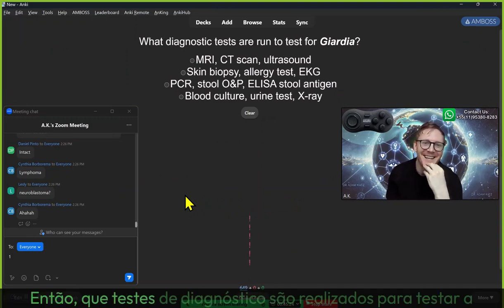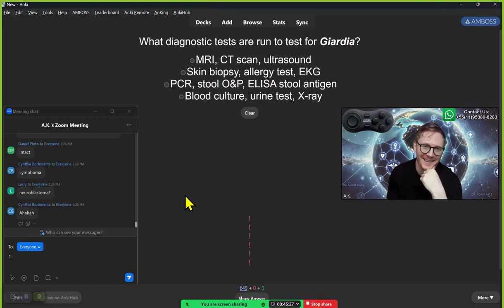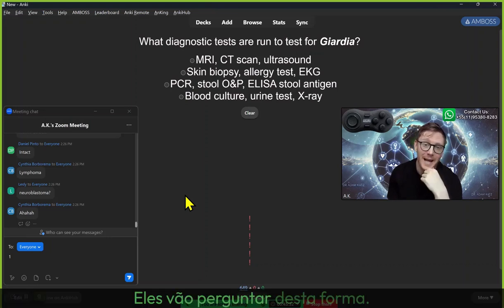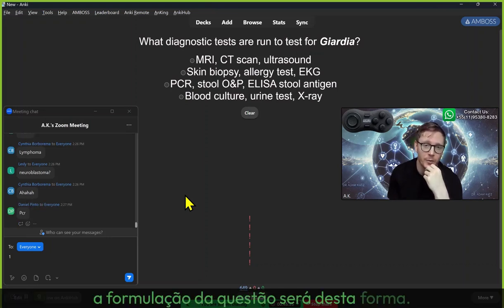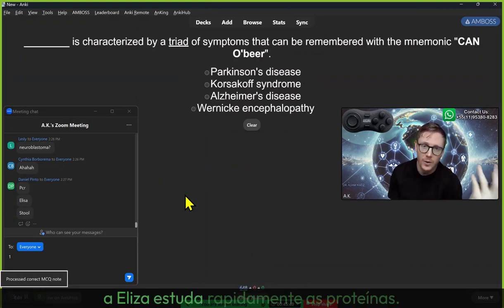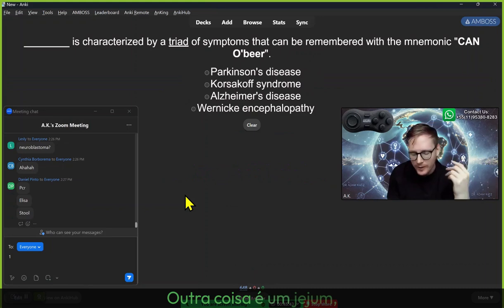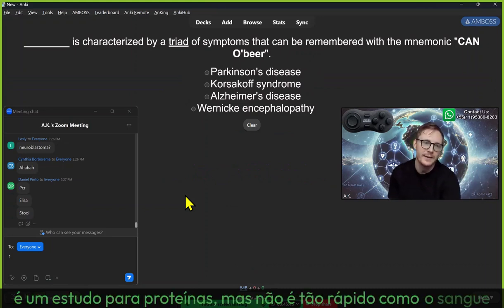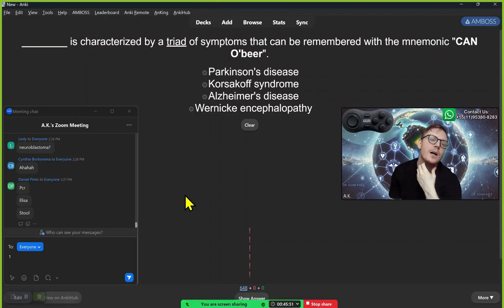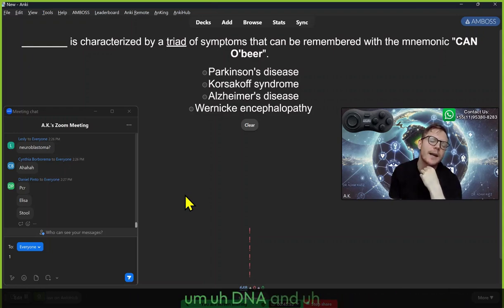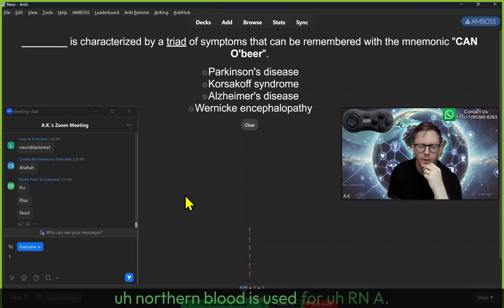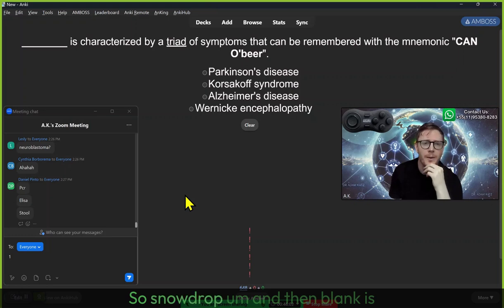There we go. So, what diagnostic tests are run to test for giardia? This is actually a very high yield one. They will ask it in this way. The phrasing of the question will be this way. Yeah, PCR, exactly. That's one of those things. ELISA's a fast study for protein. What other thing is a study for protein, but it's not as fast? It's Western blot, right? Do you guys know the mnemonic SNOW DROP, where Southern blot is used for DNA, Northern blot is used for RNA, so SNOW DROP.